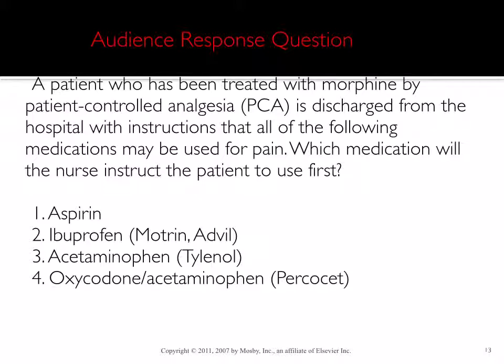So he was on a kind of IV pain medication through this pump. But when he's getting discharged and going home, we don't want him to go back to aspirin. We want him to go to an oral pain medication which is higher in strength as compared to the other oral pain medications. So that's why the answer will be 4, which is oxycodone acetaminophen, which is known as Percocet.